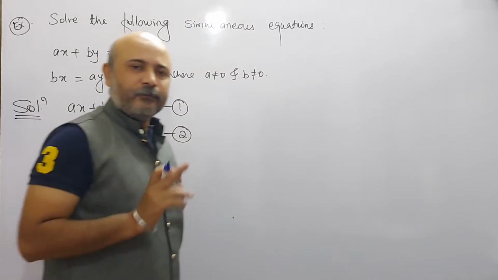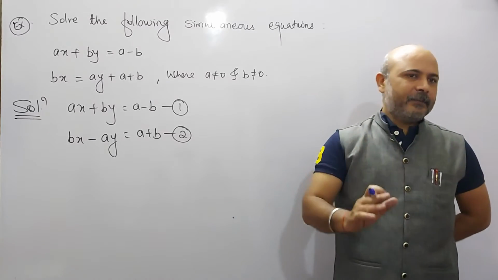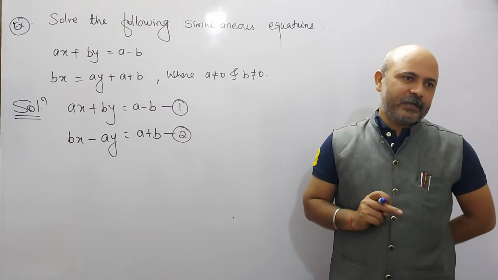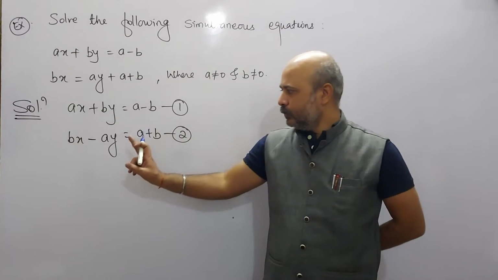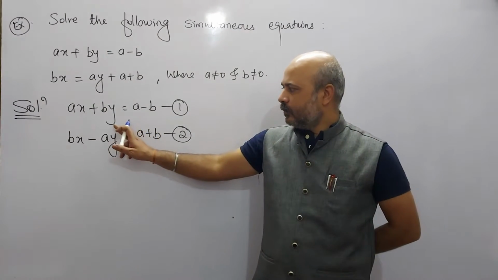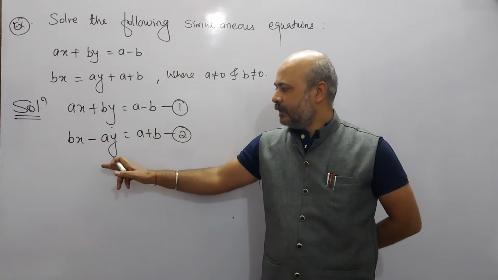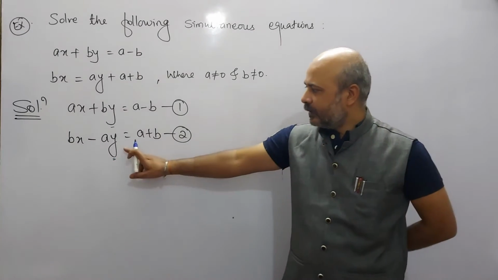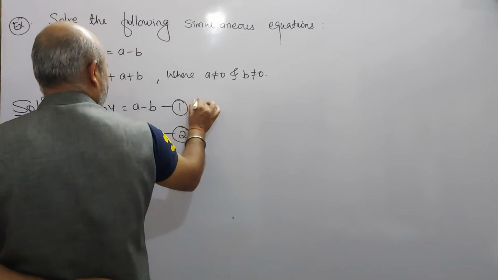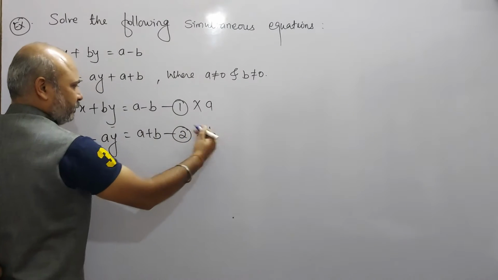Now we know how to solve the simultaneous equation. Again here, if you want to eliminate, if you want to cancel out the variable either x or y, you have to make their coefficients equal. Now here if you want to cancel the variable y, it means the coefficient of variable y should be equal. Now here the coefficient of y is b, and in the second equation the coefficient of y is a. So just cross multiply, means you will multiply equation 1 by a and equation 2 by b.